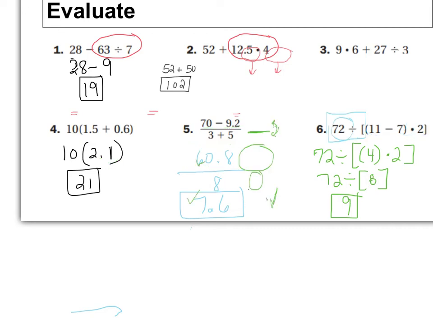Let me get my little pointer here. Took the, I like this one. Took the 4. Whoa, did you see that? It's a lightsaber, guys. Check that out. Took the 4, multiplied it by 2, got the 8. 72 divided by 8 makes a 9. I did not know that was going to be a lightsaber. That is the order of operations.